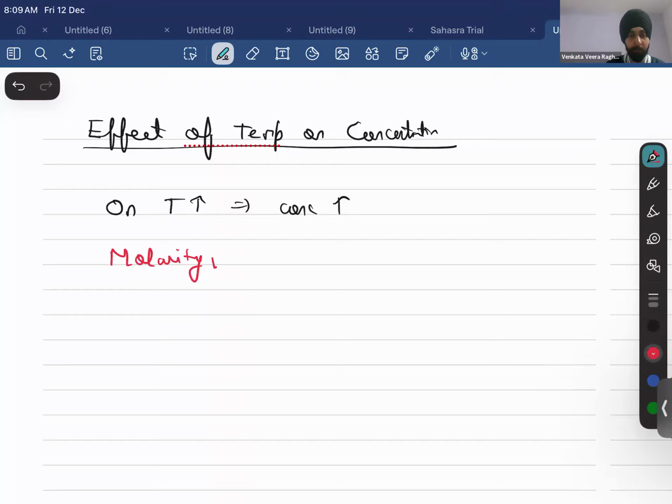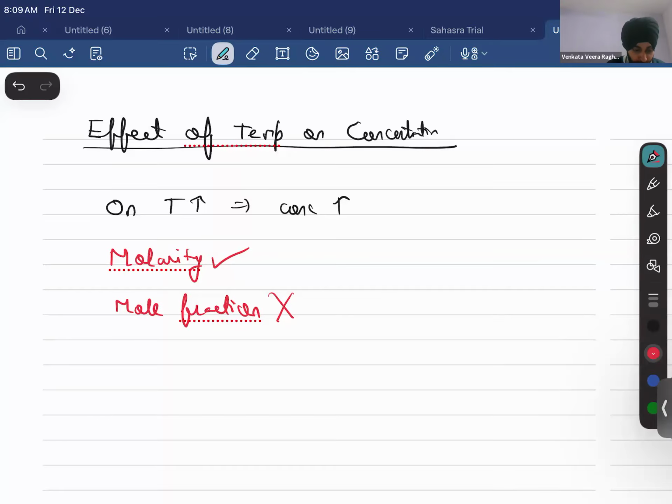The terms which are related to volume, which contain volume in them, will definitely be affected with temperature. Molarity will be affected, but mole fraction will not be affected. Mole fraction will not be affected with the change in temperature. I hope this is clear to you, right? So now we are at a stage that I can teach you the titration part.